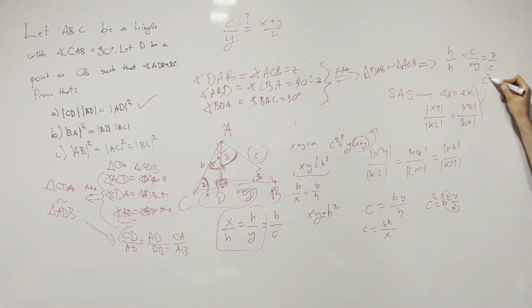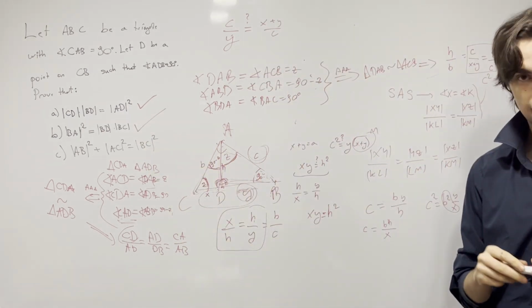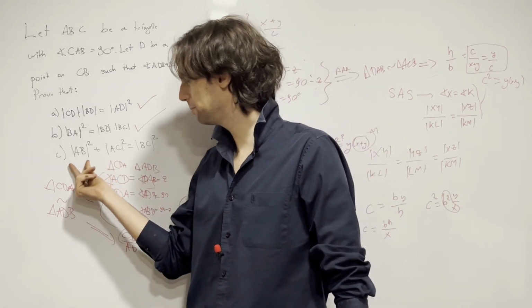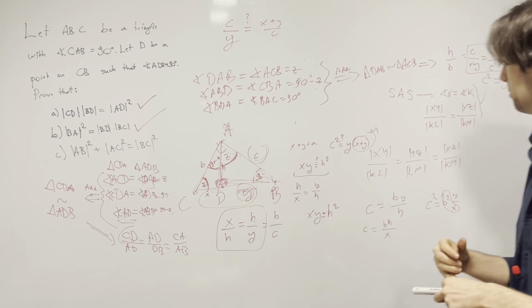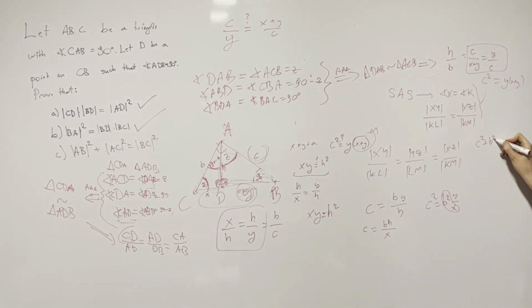I get that C, when I look at these two, C squared is equal to Y times X plus Y, which is what we needed to prove, and so this is done. And now for the final bit, we need to prove that AB squared plus AC squared is BC squared. Or we need to prove that C squared plus B squared is X plus Y squared is A squared. This is the Pythagorean theorem.